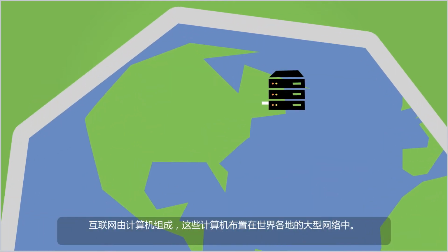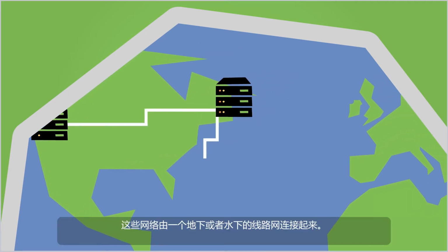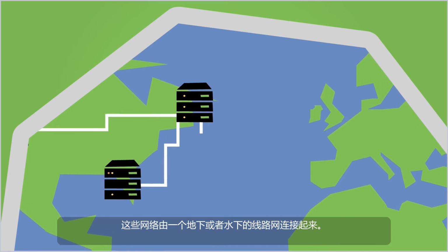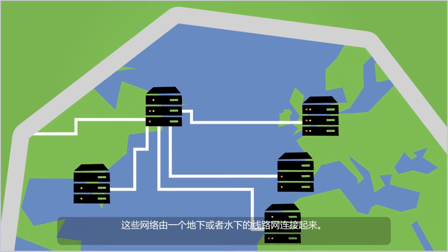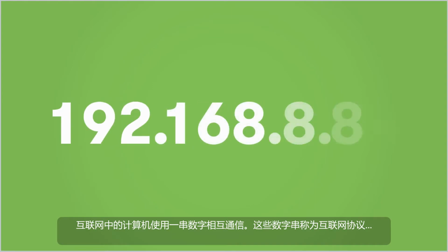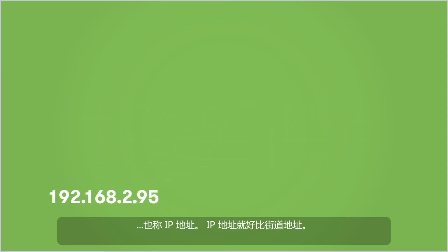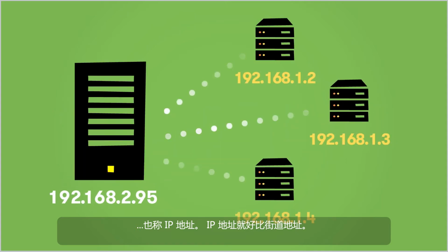The Internet is made up of computers that are set up in large networks around the world. These networks are connected by a web of underground and in some cases undersea wires. Computers on the Internet communicate with each other using strings of numbers called Internet Protocol or IP addresses. IP addresses function like street addresses. They identify where a computer is located on the Internet and help guide the information traveling between computers.